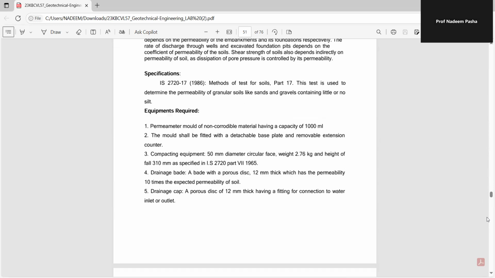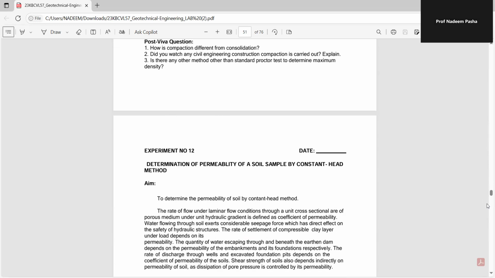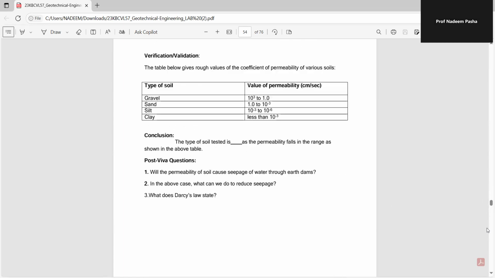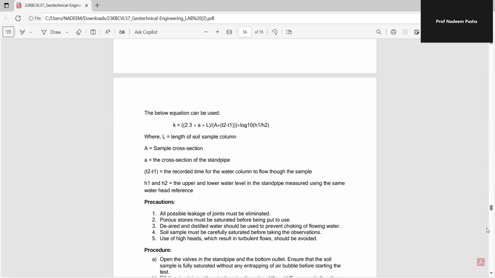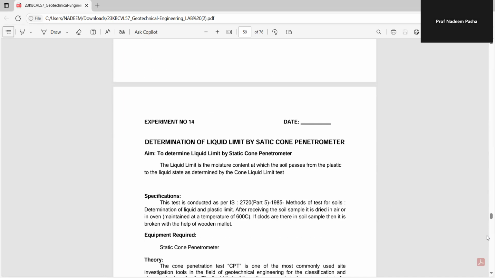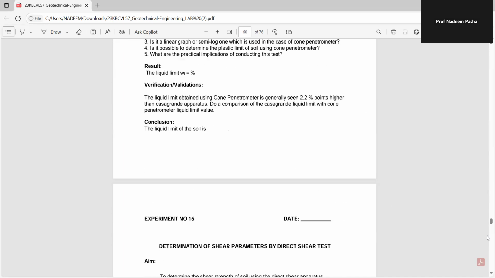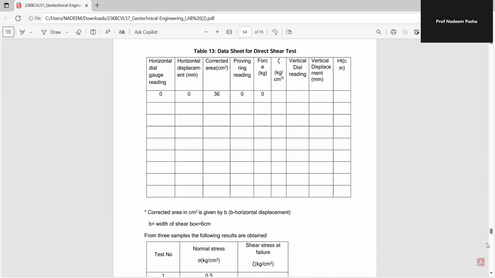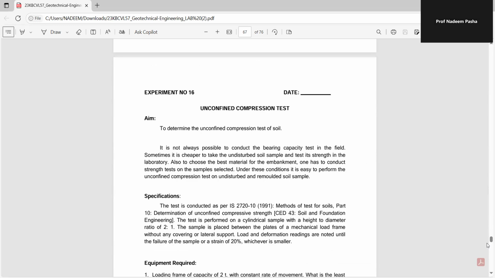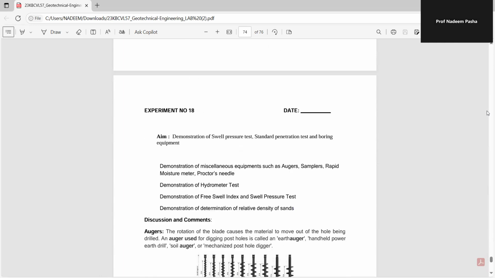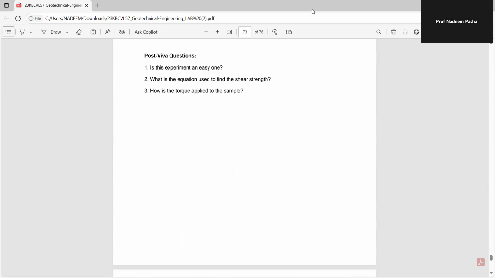So we are left with only two or three experiments. That is permeability of soil, next is the falling head permeability test, so two tests on permeability. Next, liquid limit by static cone penetration. Determination of shear parameters by the shear test is also there. Unconfined compression test. After that, we will have a demonstration. I hope you have enjoyed it. We will close the meeting.